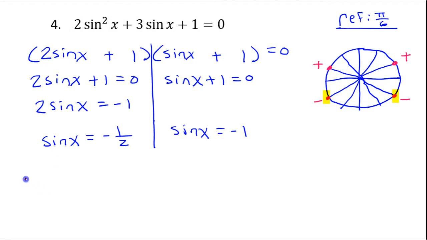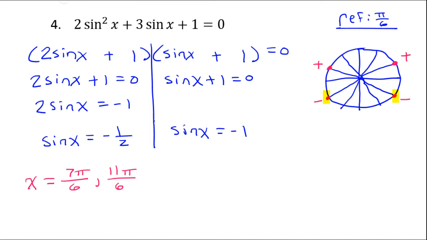Okay, so far that gives me x is equal to 7 pi over 6 and 11 pi over 6. Okay, now how about the other side? Sine x is equal to negative 1.